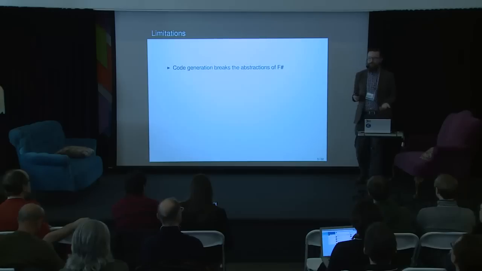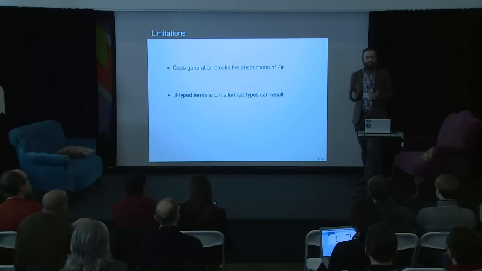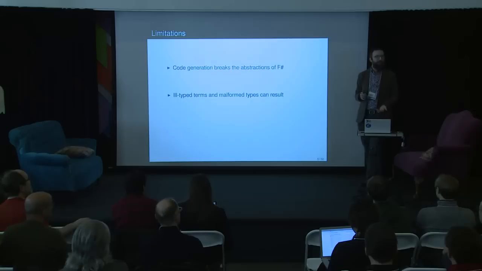But you're still doing code generation, which means that you're not working inside of the abstractions of your language. You can spit out code that's not type correct. You could spit out types that aren't well formed, like a class that inherits from itself. And the type checker will eventually catch these things, but you're not getting any help as an author of a type provider from the type system in this way.